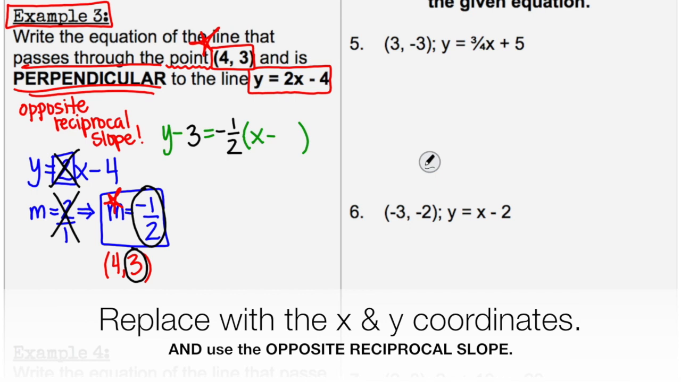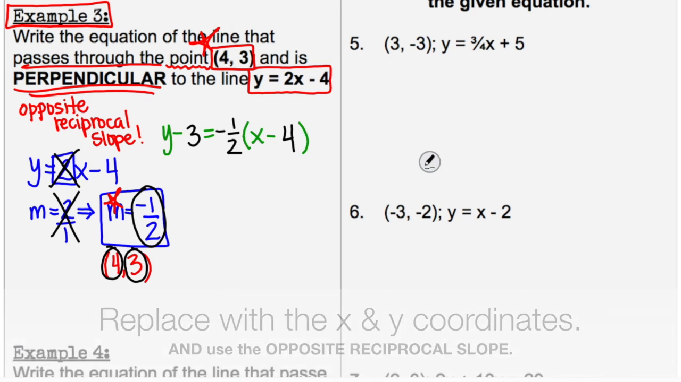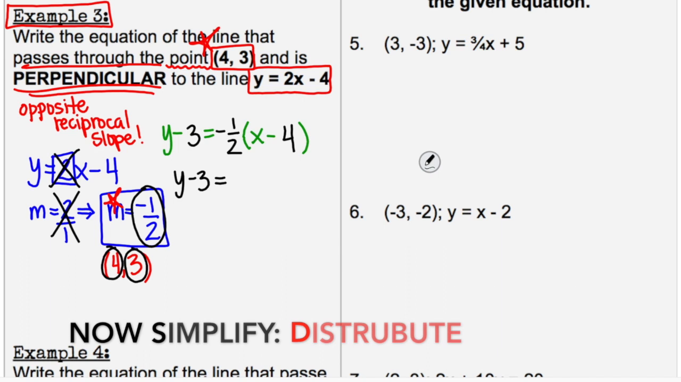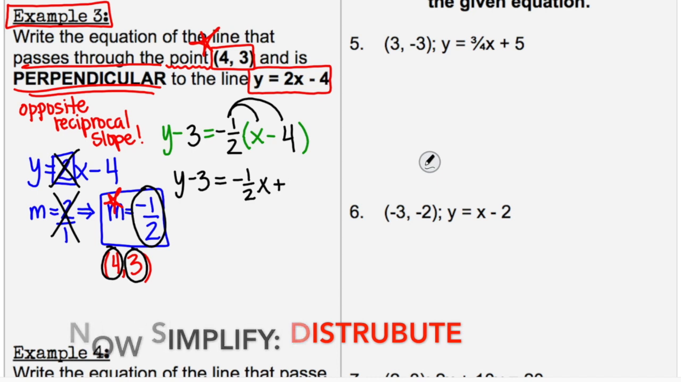And in place of x1, you're going to place that number 4. After you do that, now it's time to simplify, and the first simplifying step is to distribute. So on that right side, taking negative 1/2 times x, and negative 1/2 times negative 4, which gives you a positive 2.